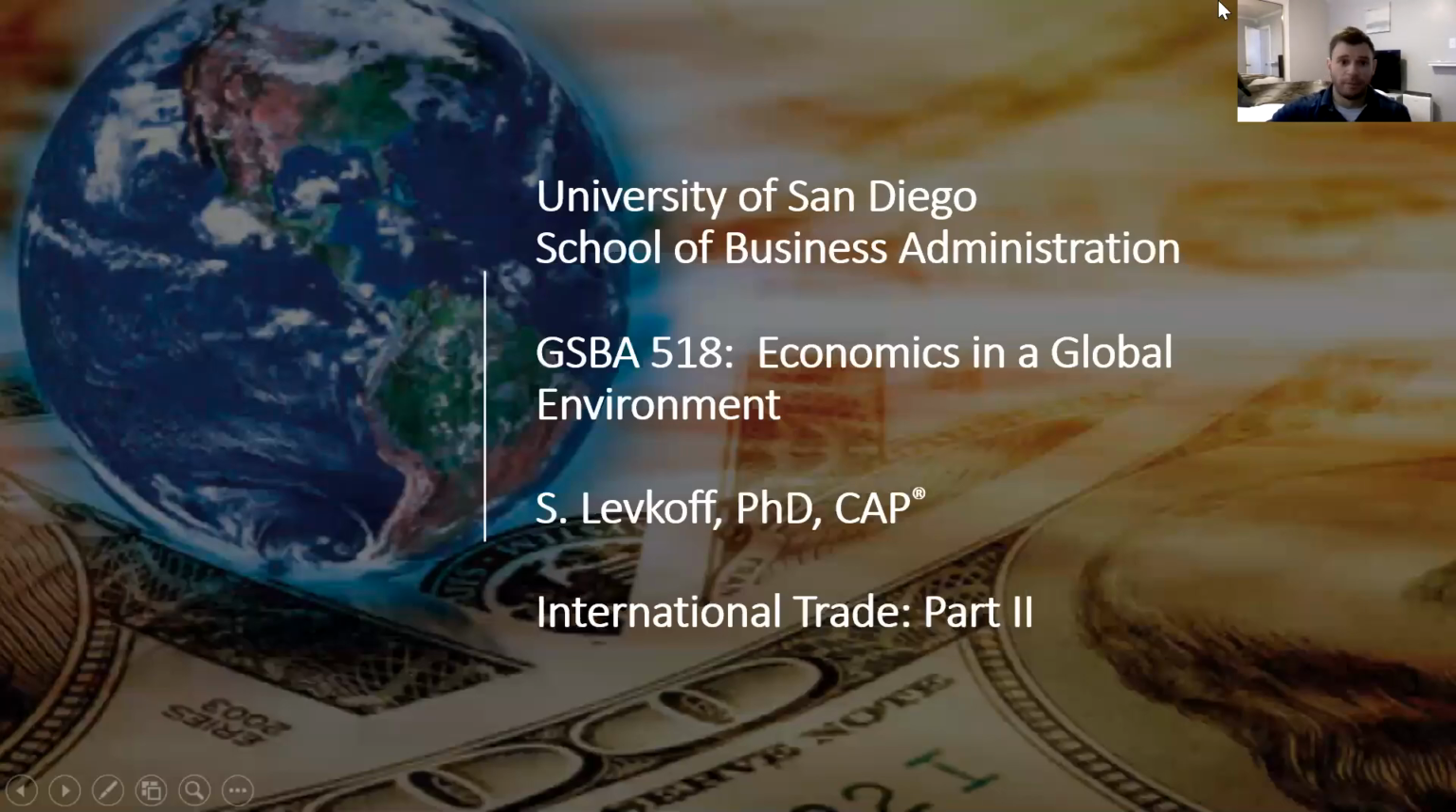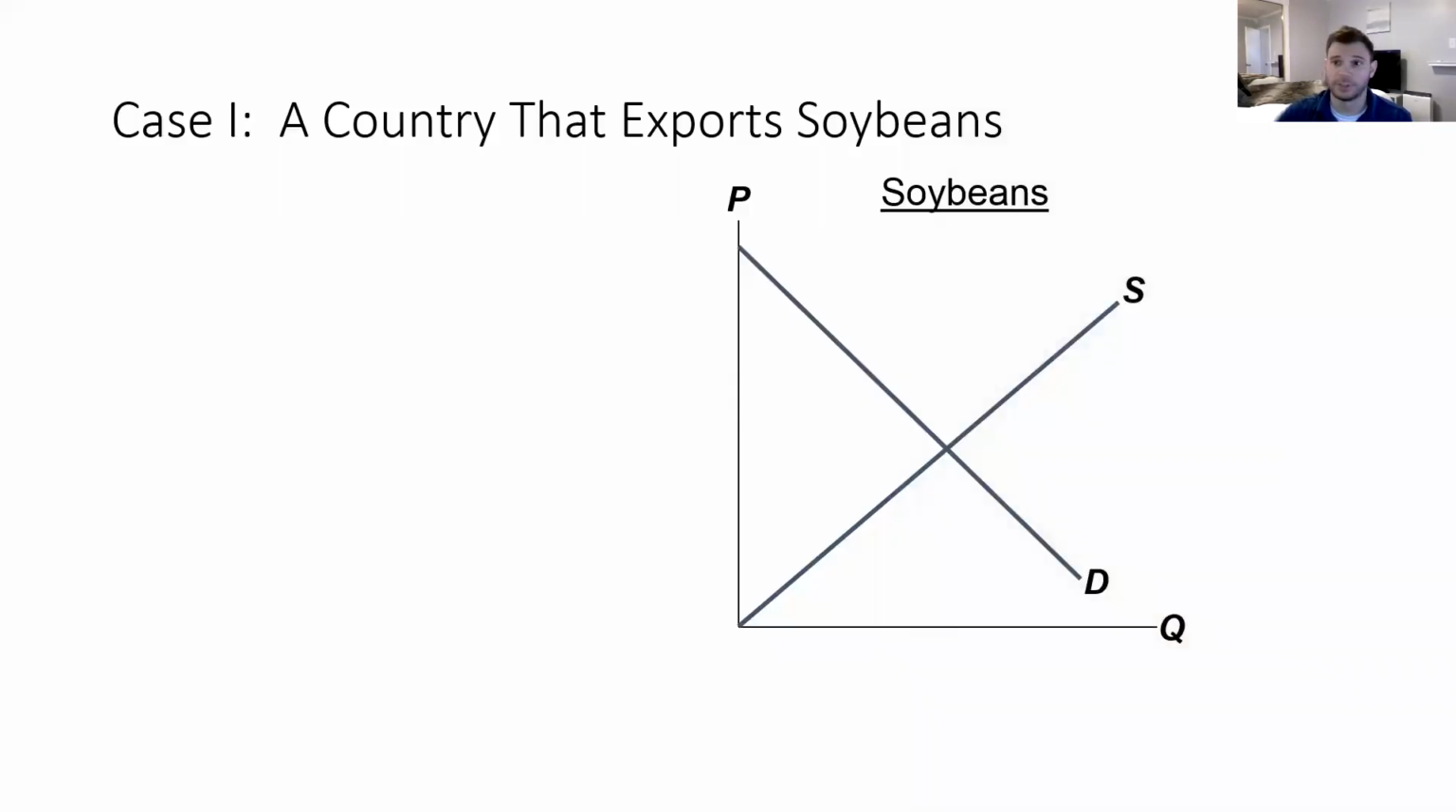Hi, everybody. Welcome back. This is the second segment in our international trade module here. We're going to pick up right where we left off in considering case one, which is the case where a country is going to wind up exporting a good or service. And without loss of generality here, we're going to consider specifically the market for soybeans, since this is a relevant market in terms of current events in the United States.